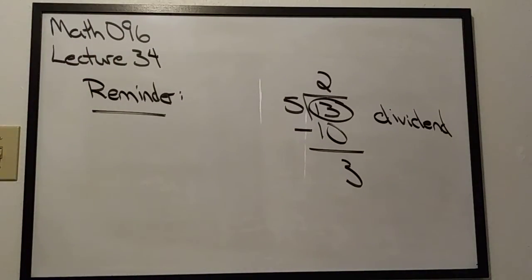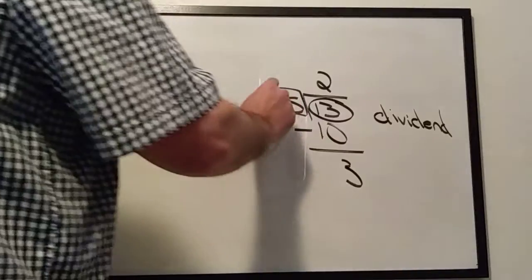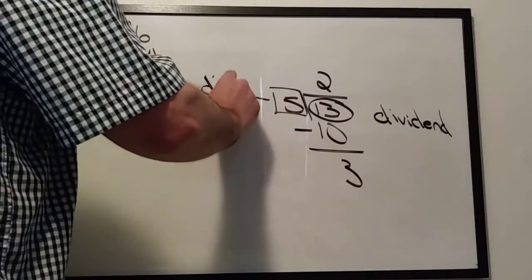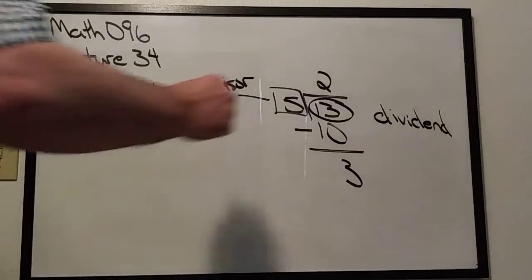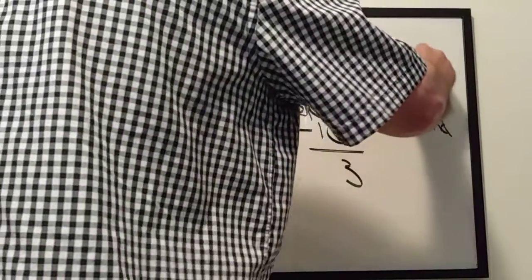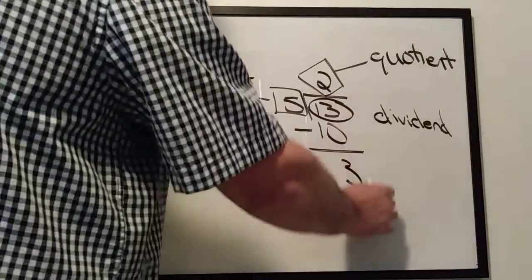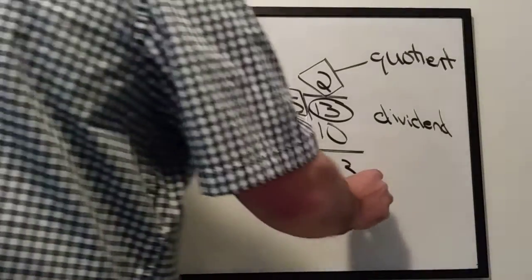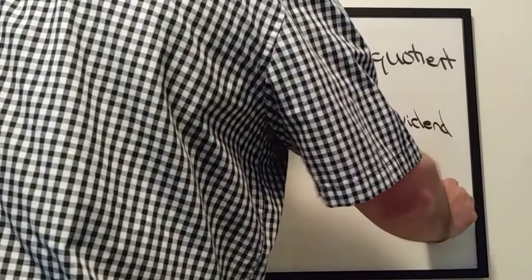And then all these other guys have names as well. So let's move out to the 5 on the outside. That's the divisor. And the 2 up top, that is the quotient. And then finally, this number 3 that we had down here, that's a special number as well. That one is called the remainder.